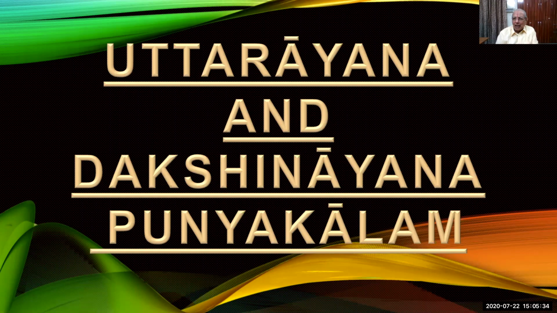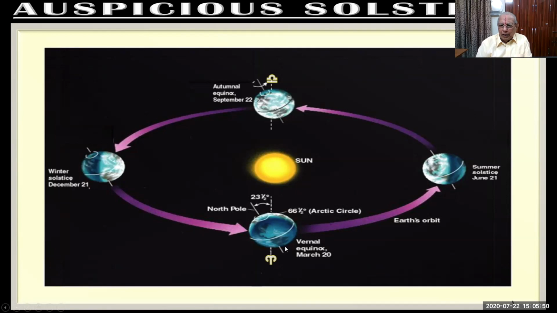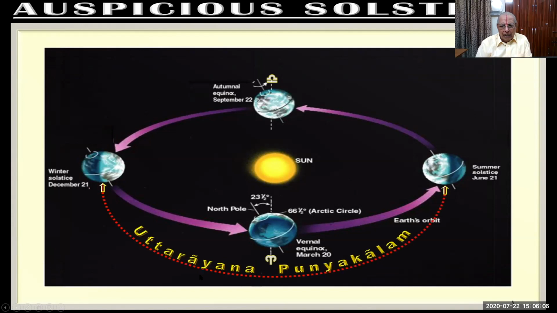As I told you about the four cardinal points of the astronomical year, the vernal equinox on March 21st and the autumnal equinox on September 22nd. So this Aries and this Libra have come together. And here we find Cancer and then Capricorn here. So the summer solstice in June and the winter solstice in December. This Uttarayana Punyakalam is an extent of 6 months in our almanacs also. From December 21st to June 21st, the 6 months period is called Uttarayana Punyakalam.